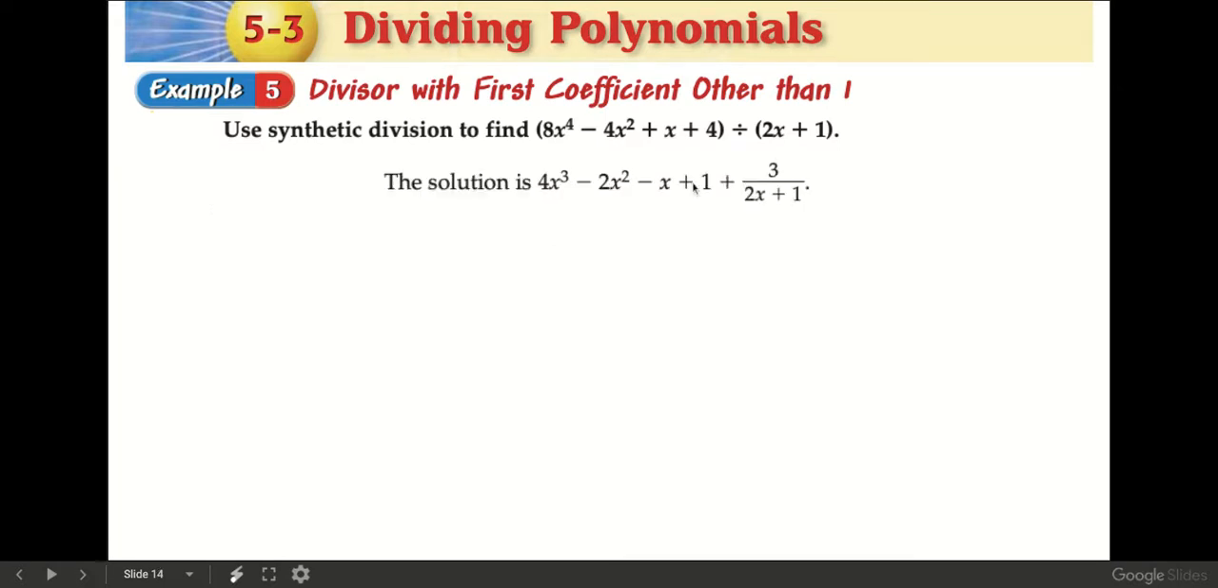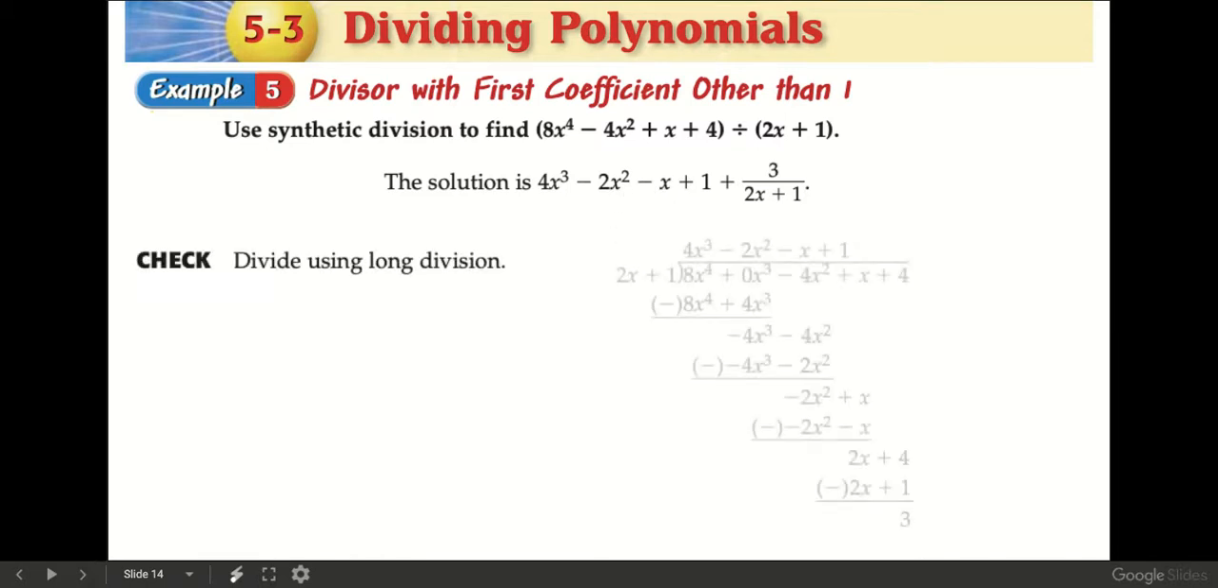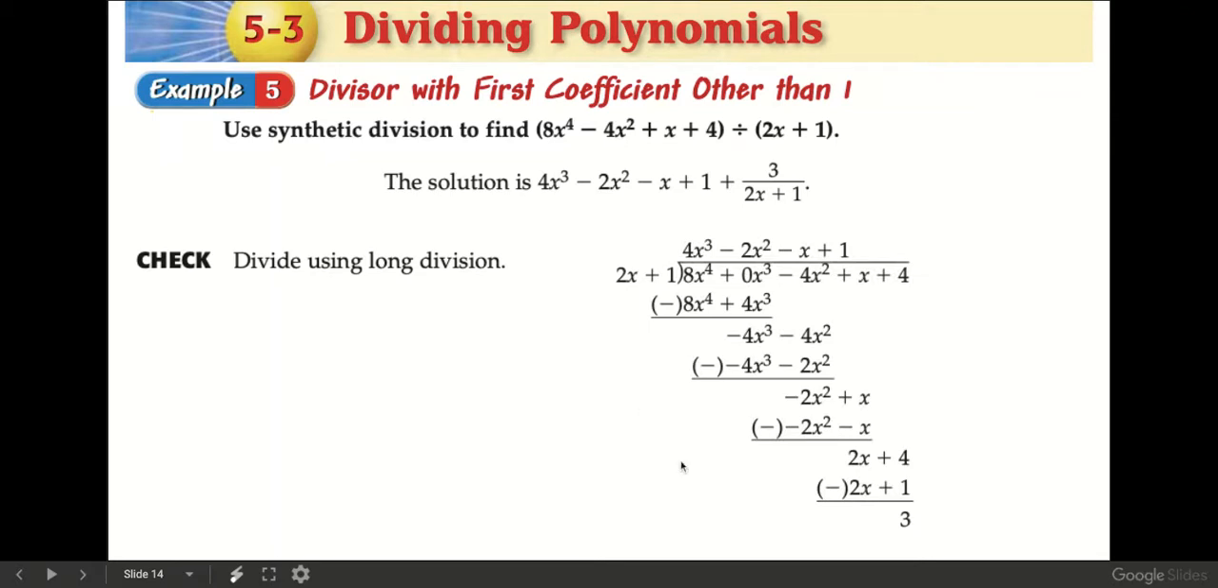So since I know this is my solution now, I could go ahead and double check it using long division if I wanted to. So this is what it looks like using long division. You can walk yourself through the process there. And I see that I get the answer of 4x to the third minus 2x squared minus x plus 1 with a remainder of 3. So it'd be 3 over 2x plus 1, which is the exact same answer that I got using synthetic division.